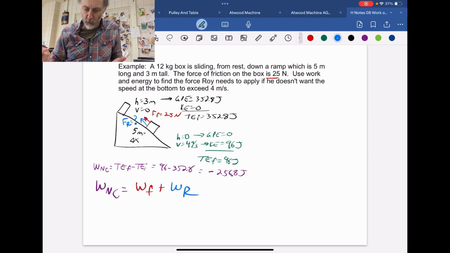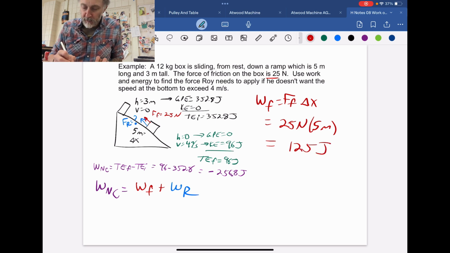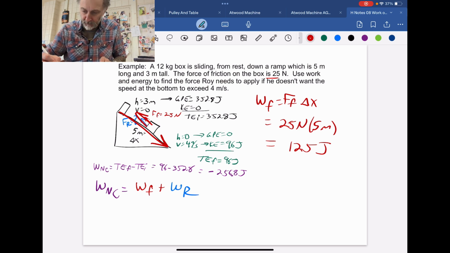Oh, well, we can find the work of friction because we know the force of friction, right? So the work of friction is force of friction times displacement. I've got 25 newtons of friction and 5 meters of displacement, so that's 125 joules. Please note it's negative because my displacement is down the ramp and my friction is up the ramp. Remember, anytime your force opposes your motion, negative work.